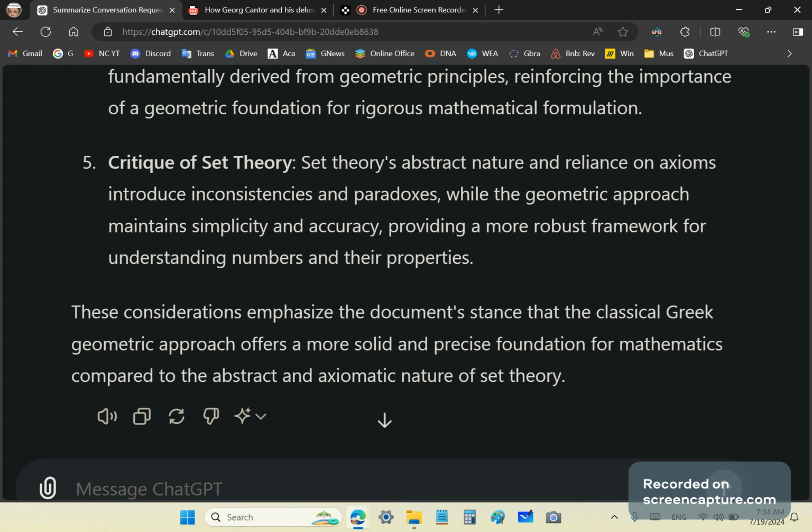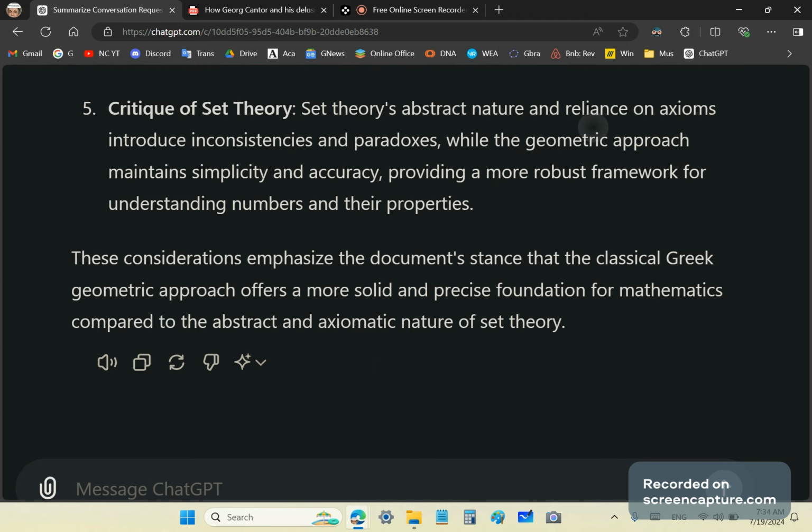So these considerations emphasize the document's stance that the classical geometric approach offers a more solid and precise foundation for mathematics compared to the abstract and axiomatic nature of set theory. So that's the end of it.